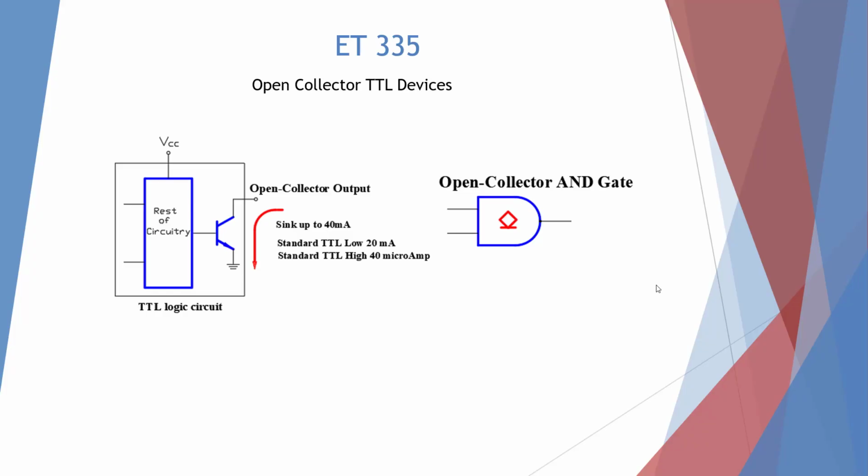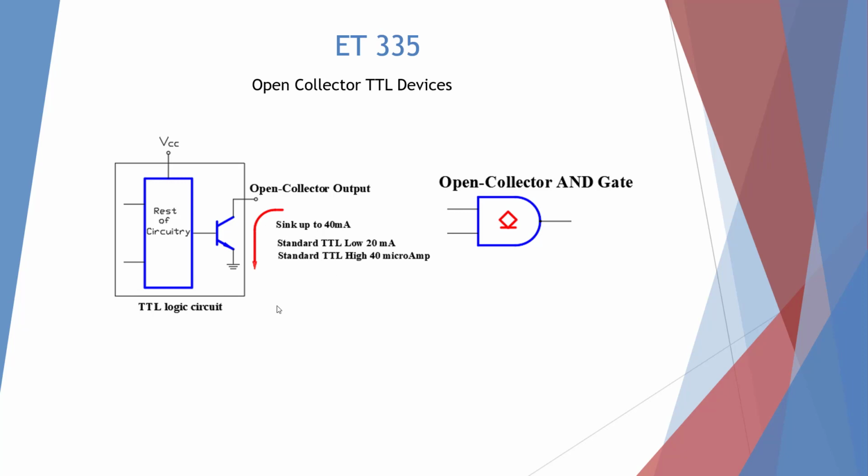Here we have our open collector TTL devices. These are different than our standard TTL devices, in that they have an open collector output. So this transistor allows us to sink more current. So we could sink up to 40 milliamps, which is better than our 20 milliamp. Our TTL high is only 40 microamps, but since we're providing our positive voltage and current from the outside, we could go much higher than that.